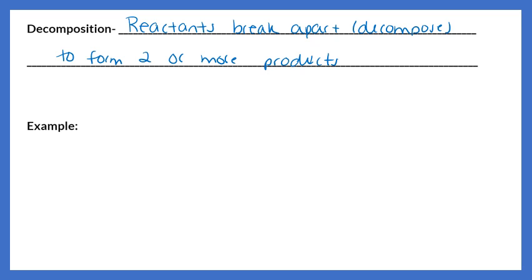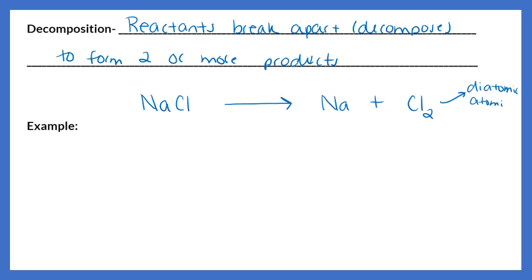Okay, so for instance, if we have NaCl, they break apart into Na plus Cl2. The reason why Cl is Cl2 is because it is a diatomic atom, and all halogens are diatomic.